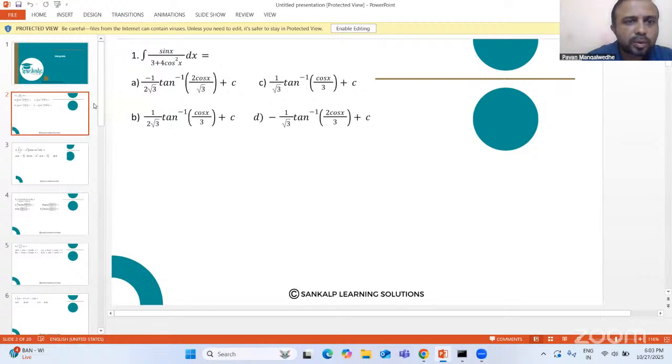It is about the integration of sin x upon 3 plus 4 cos square x dx, what is it? Option A is minus 1 upon 2 root 3 tan inverse of 2 cos x upon root 3 plus C. C is our constant, you know that. Option B is 1 by 2 root 3 tan inverse of cos x by 3 plus C. Option C is 1 by 3 tan inverse of cos x by 3 plus C, and option D is minus 1 by root 3 tan inverse of 2 cos x upon 3 plus C.